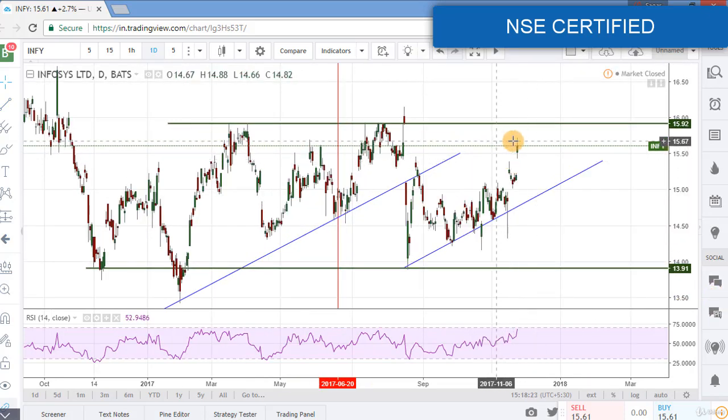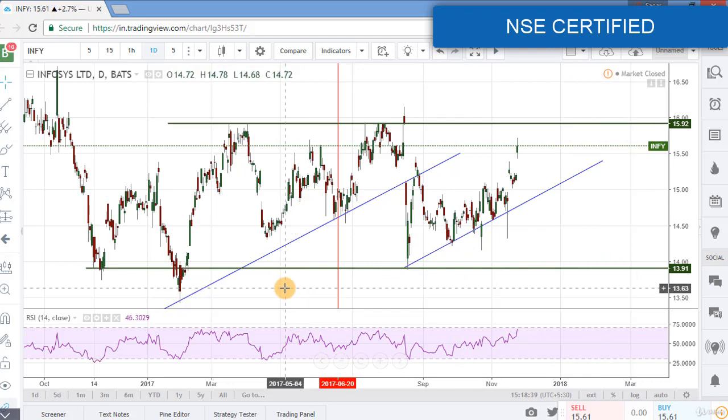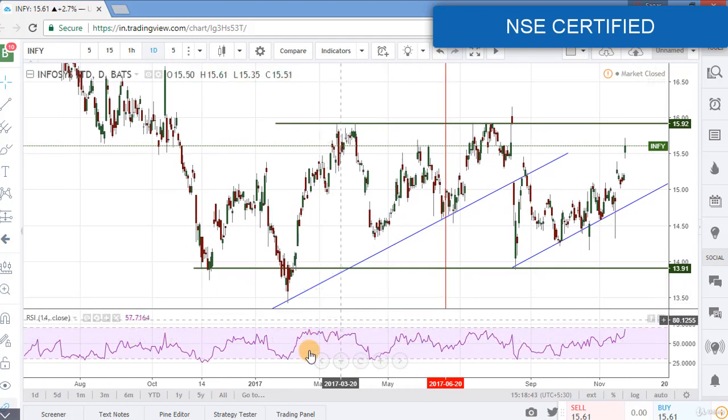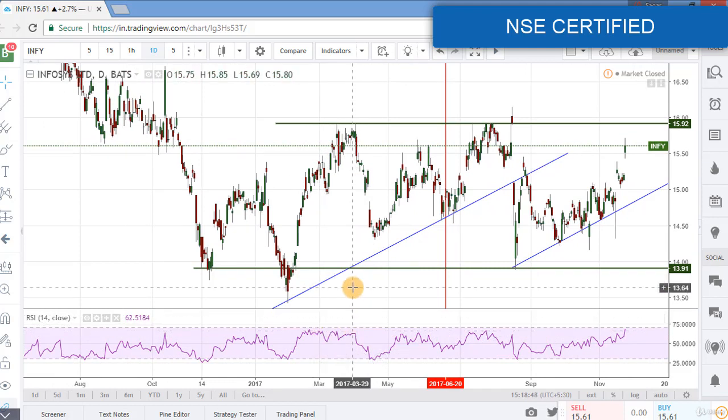But as it is near its resistance line, we will not buy the stock. It can come back to the extent of the trend line, or after touching this line, it can come back to the support line. You can see here RSI: as the stock is in range, RSI is not going into the oversold or overbought range.